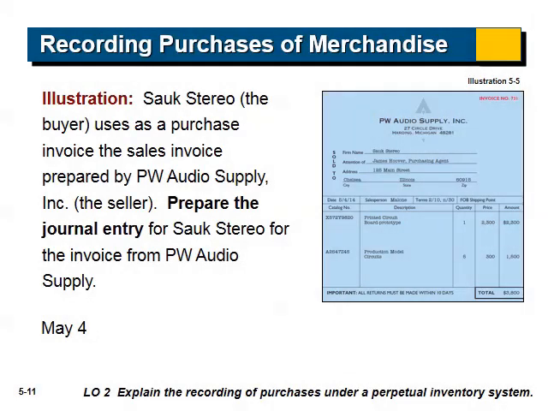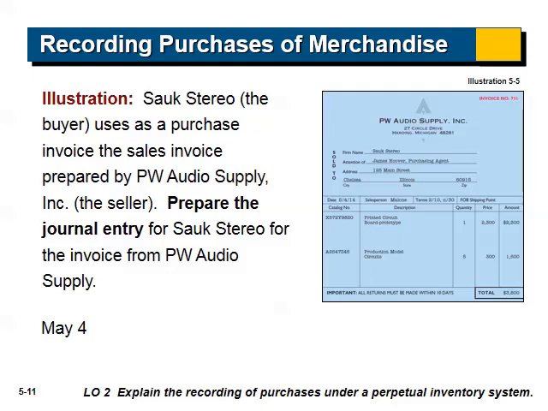So here's an illustration. Salk Stereo, the buyer, uses as a purchase invoice the sales invoice prepared by PW Audio Supply, the seller. Prepare the journal entry for Salk Stereo for the invoice from PW Audio Supply. In other words, we're looking at two sides of the transaction. PW Audio Supply is the supplier, and they would prepare a sales invoice, but from the purchaser's perspective, that would be considered a purchase invoice.